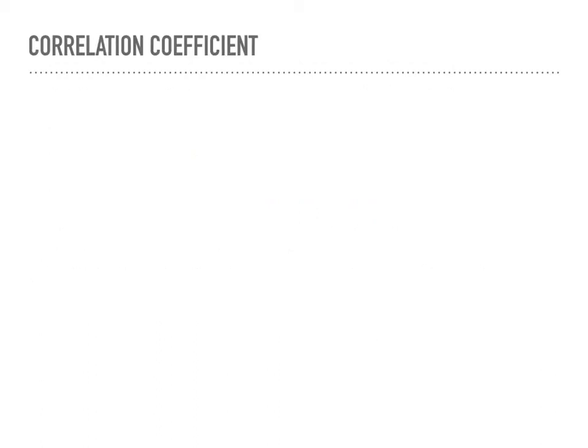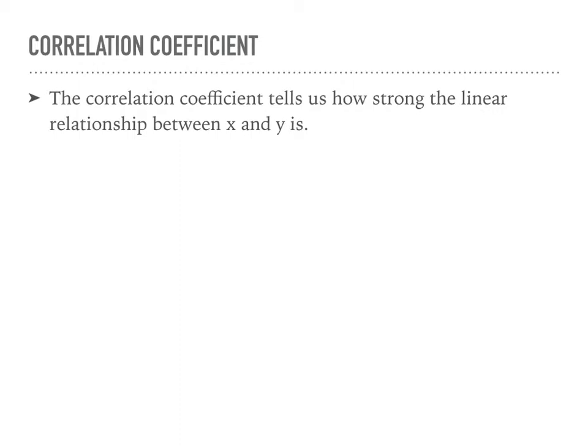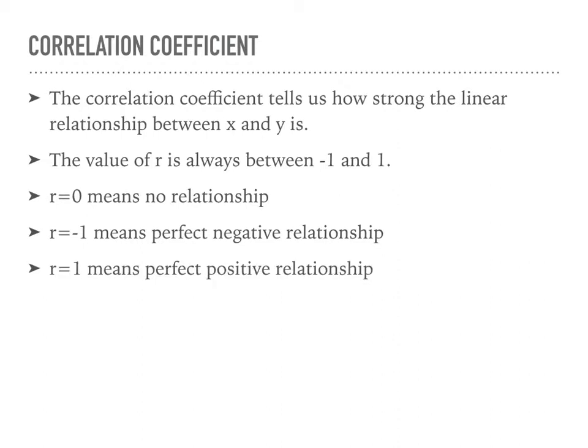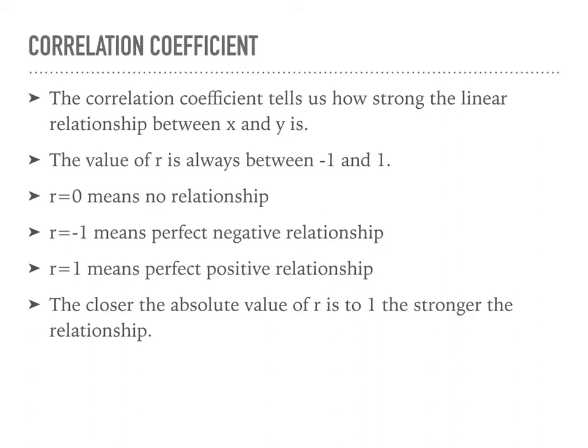A little bit more about your correlation coefficient. The correlation coefficient tells you how strong the linear relationship between x and y is. Now notice that it's for linear relationships. The value of our correlation coefficient is always between -1 and 1. When r equals 0, there is no relationship. r equals -1 is a perfect negative relationship, and r equals 1 is a perfect positive relationship. The closer the absolute value of r is to 1, the stronger the relationship.